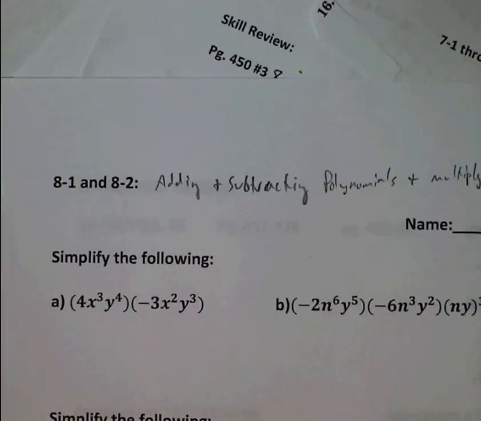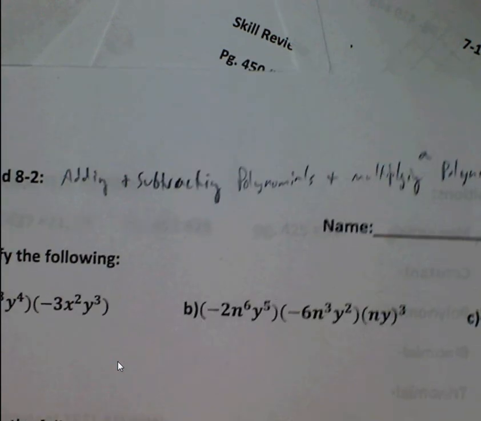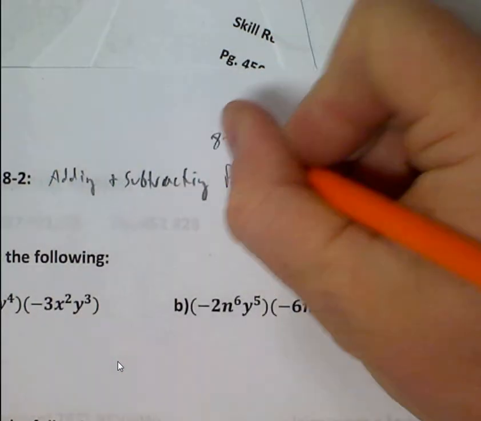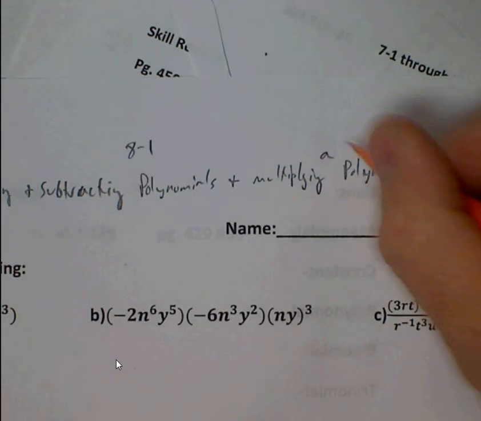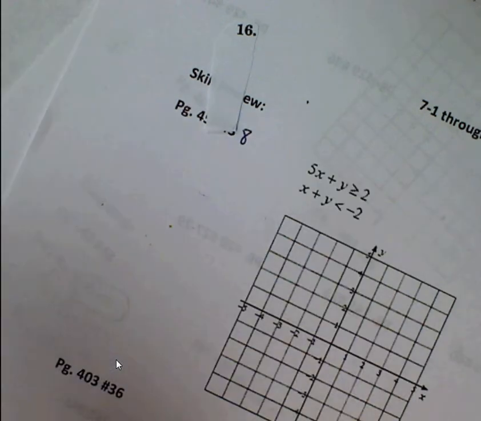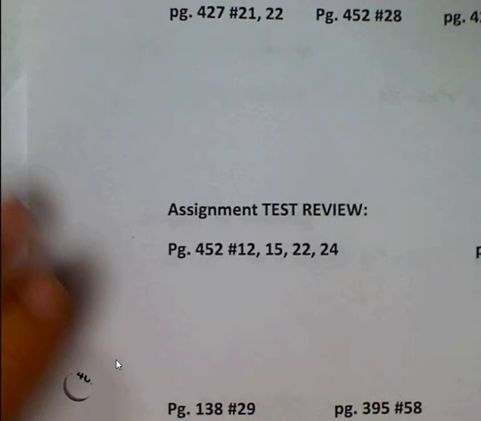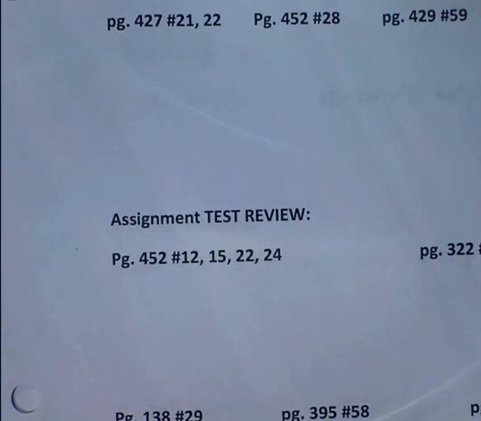Okay, I am on 8-1 and 8-2, adding and subtracting polynomials. That is our 8-1, multiplying a polynomial by a monomial. That is 8-2. Here we go with the assignment. So test review, page 452, number 12.